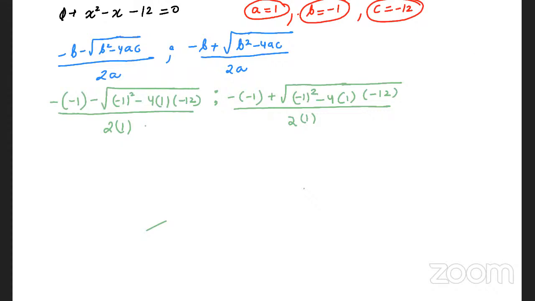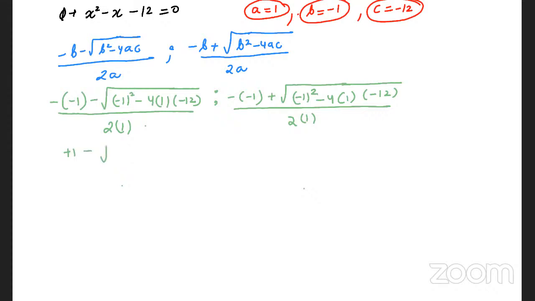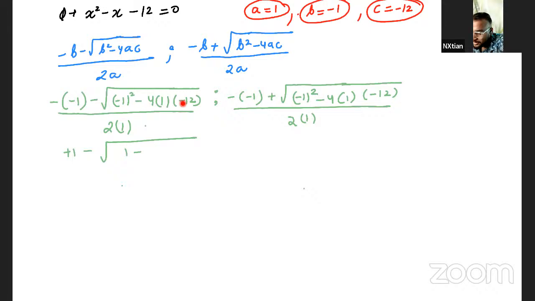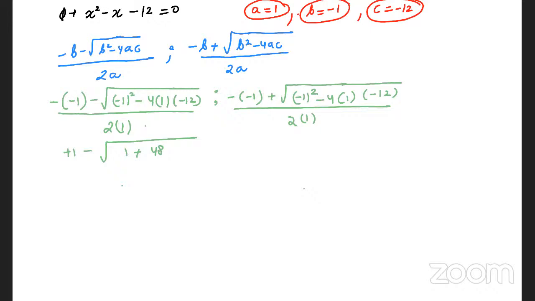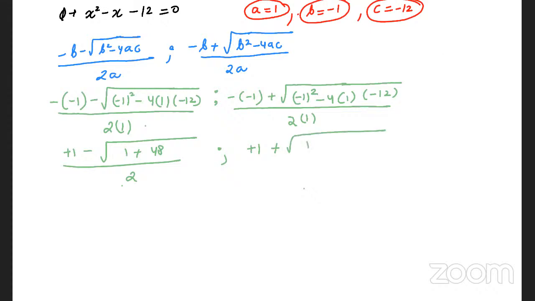For the first one, you have to multiply the minus into minus, which will be equal to +1 minus root of 1. See, this is minus and this is minus, so minus is repeating, then it will become plus. And 4 times 12 is 48, upon 2. And the next one is 1 plus root of 1 plus 48, upon 2.